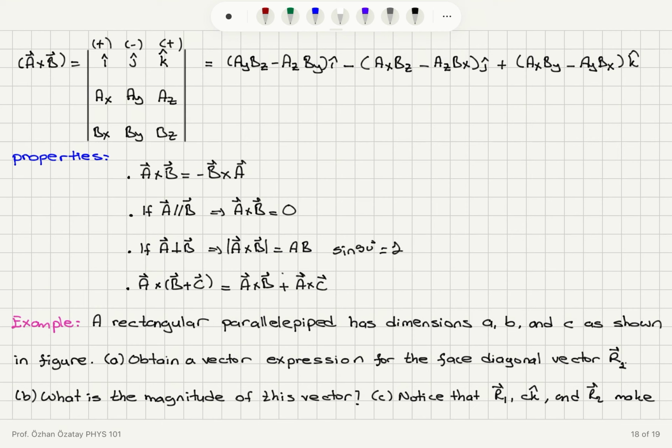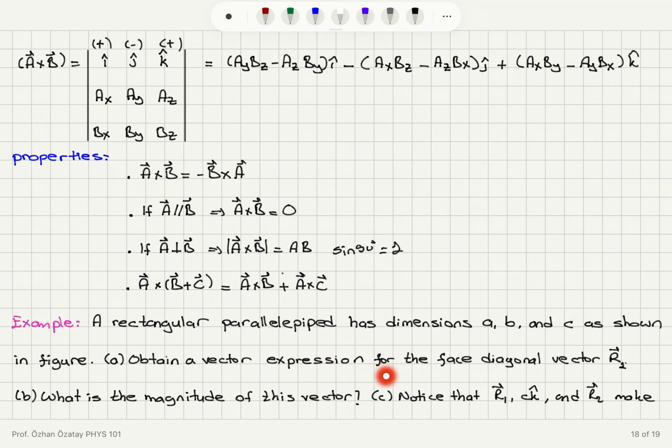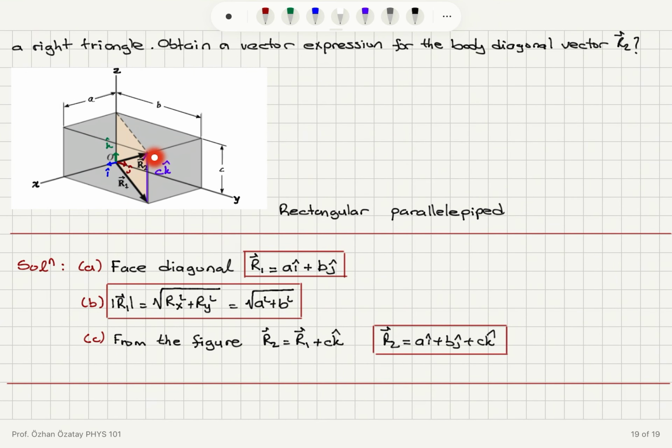So let's quickly look at an example. A rectangular parallelepiped has dimensions a, b, and c as shown in the figure. Obtain a vector expression for the face diagonal vector R1. What is the magnitude of R1? And notice that R1, c k hat, and R2 make a right triangle. Obtain a vector expression for the body diagonal vector R2.